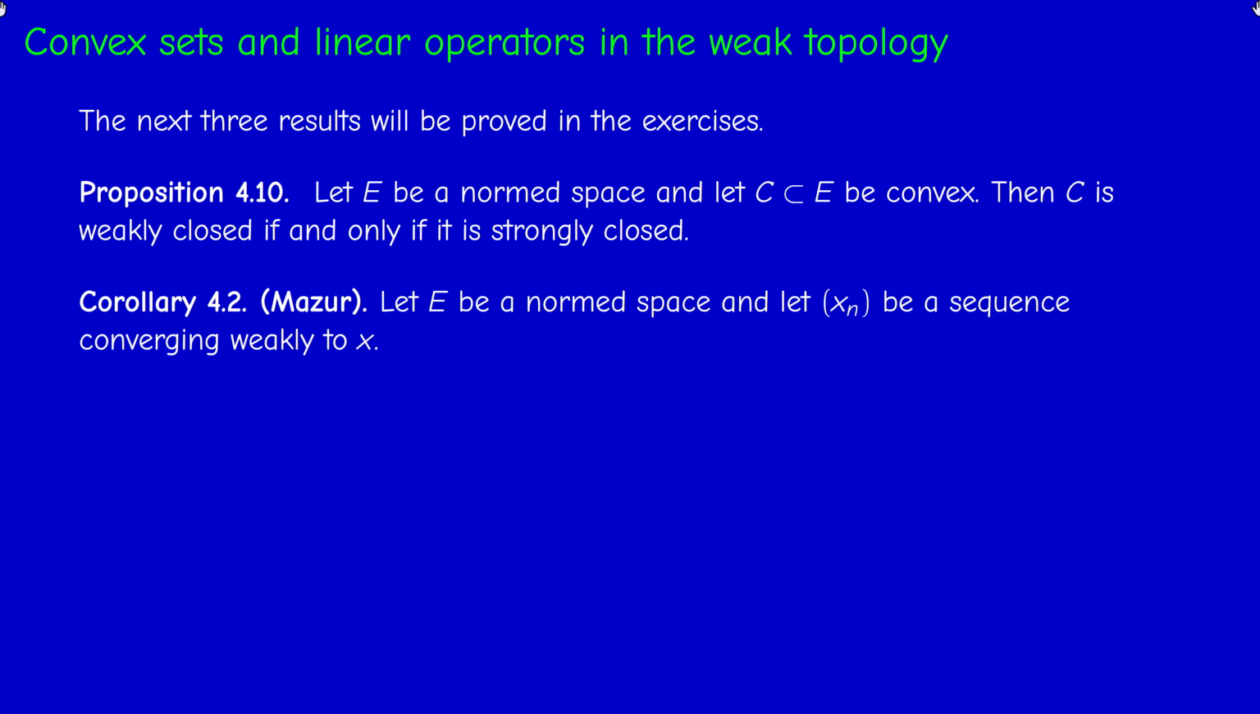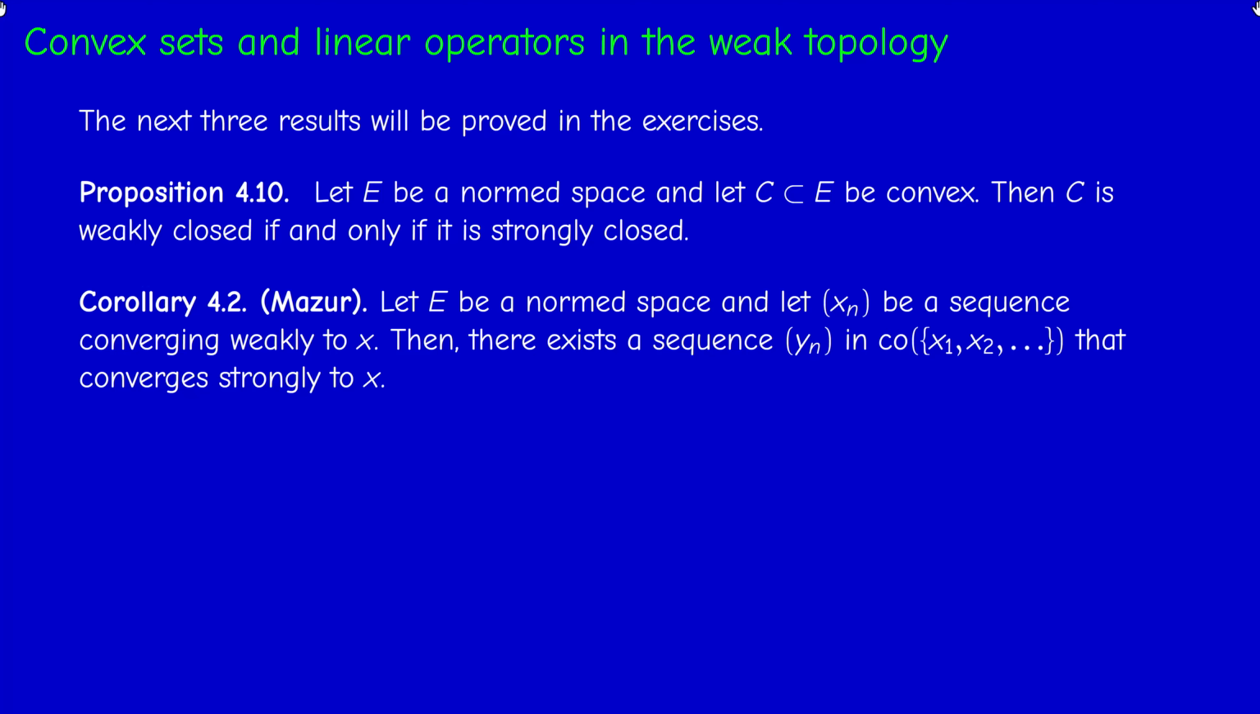We know that a strongly convergent sequence is weakly convergent, but the converse is not true. However, if you have a sequence weakly convergent to an element x, then we can find a sequence in the convex hull of the image of the sequence that converges strongly to x.